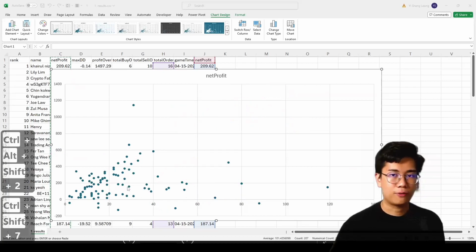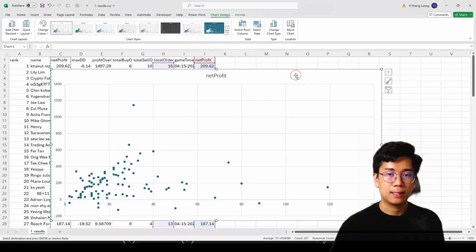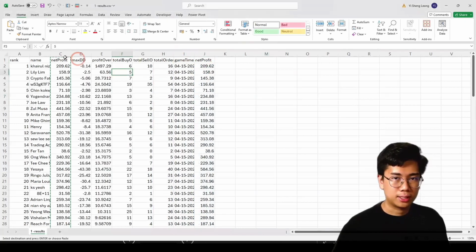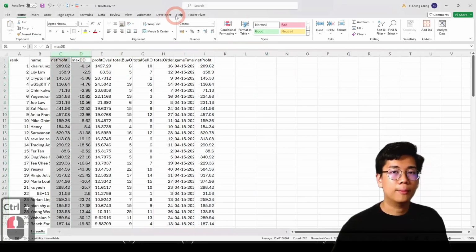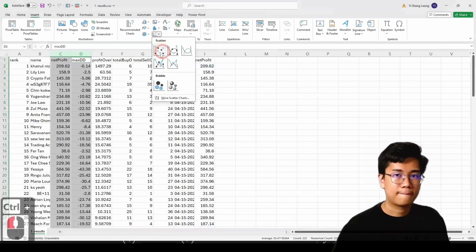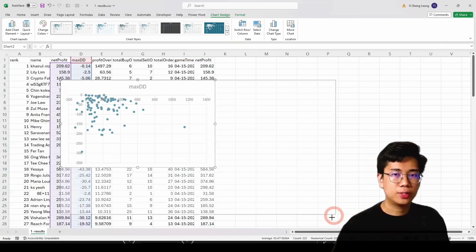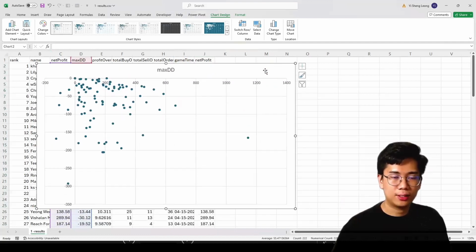Now, this is profit and the drawdown side. That was profit and total trades. How about if you are concerned to know about profit versus drawdown? Do you think that risking more, high risk, high reward, is good? Or is there also a limit?